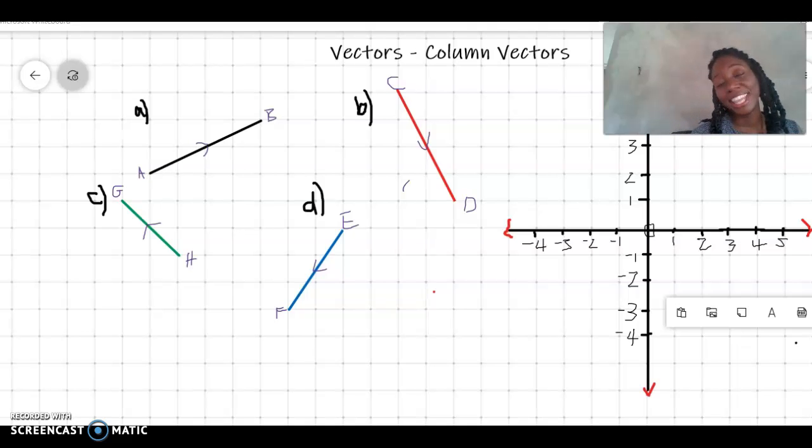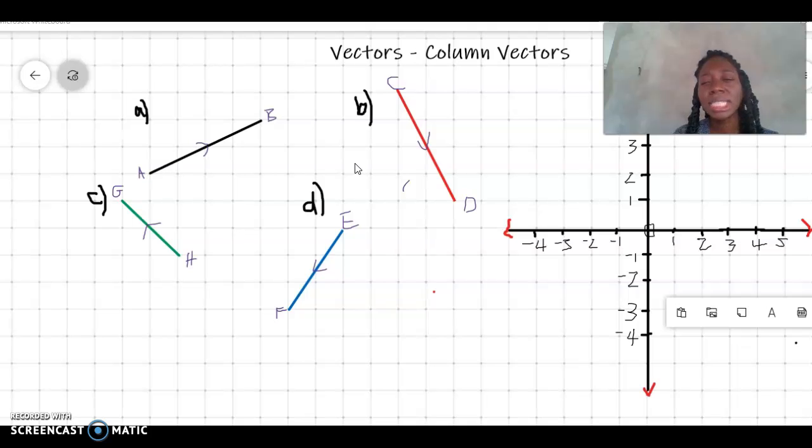Hello everyone, this revision video focuses on column vectors. Now what is a column vector? A column vector basically represents a horizontal shift in the vector and a vertical shift. Here I have four vectors and we're going to be looking at how each of these vectors can be represented as a column vector.